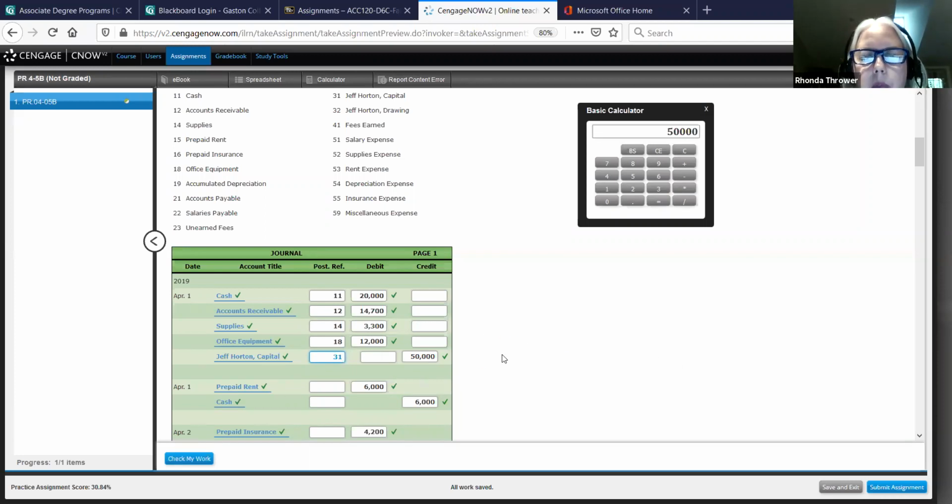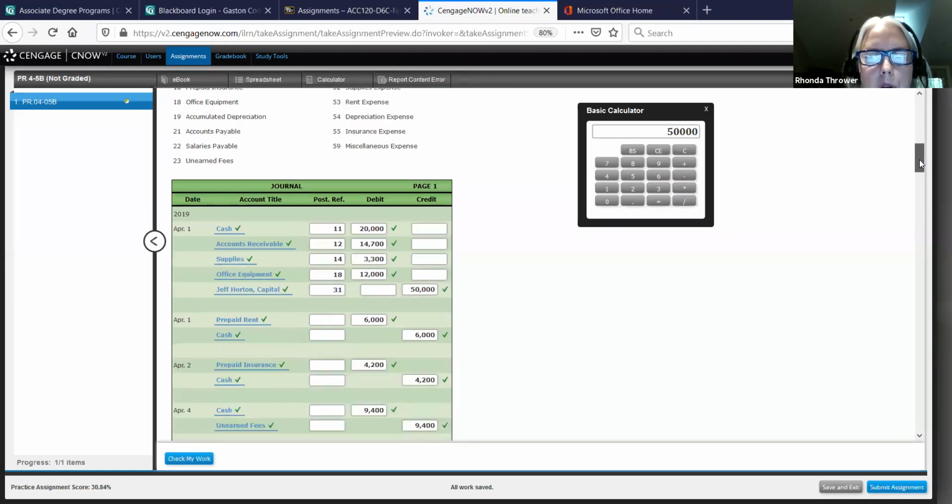I'll probably do a couple more with you, and then I'm going to stop sharing this and just go ahead and post everything to save us a little bit of time. I don't want this to get so monotonous for you, but there is a process to posting, and it's very important that you understand how to post.